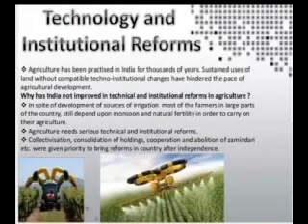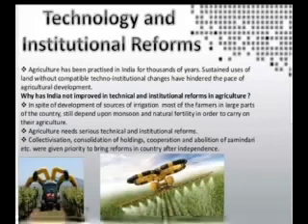Now let us study about technology and institutional reforms. Agriculture has been practiced in India for thousands of years. Sustained use of land without compatible techno-institutional changes has hindered the pace of agricultural development. Why has India not improved in technical and institutional reforms in agriculture?